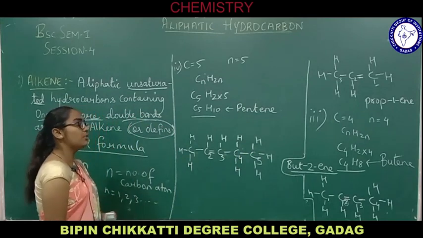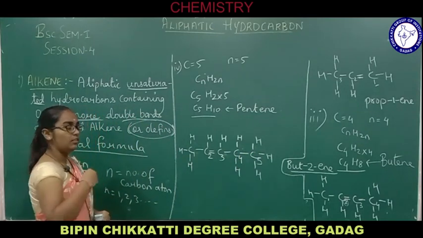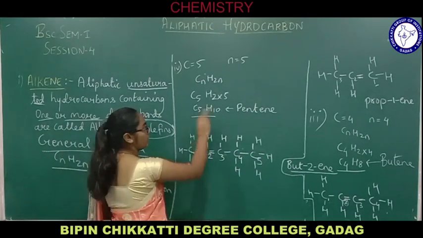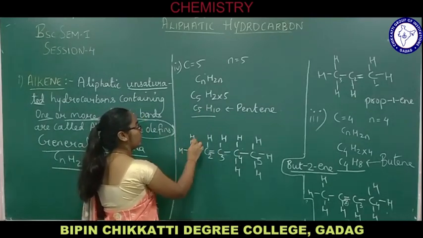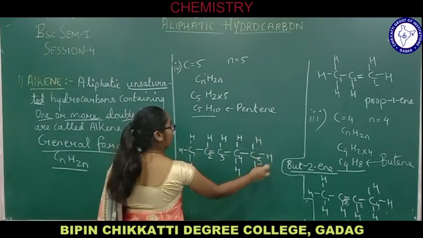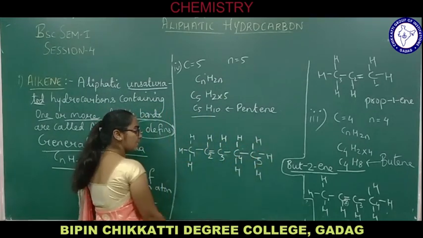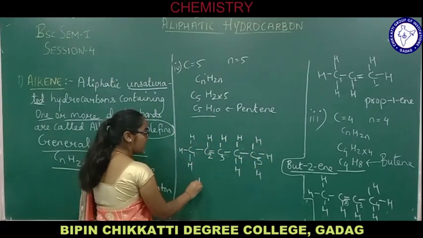Let's count the number of hydrogen first and then we'll write down the name for this. So totally 5 carbon should be there, 5 carbon is there, 10 hydrogen, 1, 2, 3, 4, 5, 6, 7, 8, 9, 10. Yes, 10 hydrogen is there, and the name for this is pent.